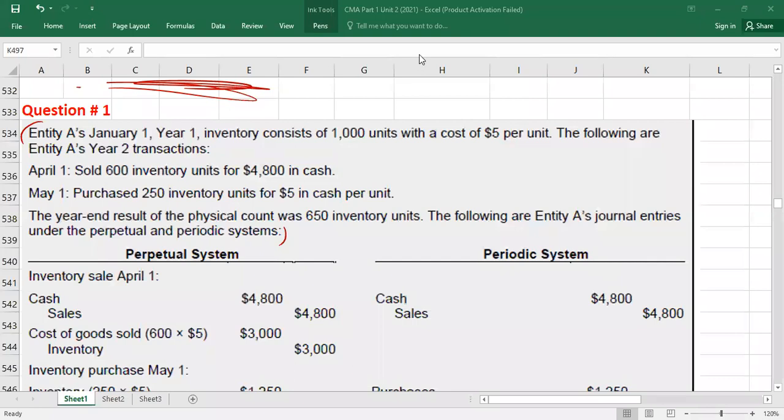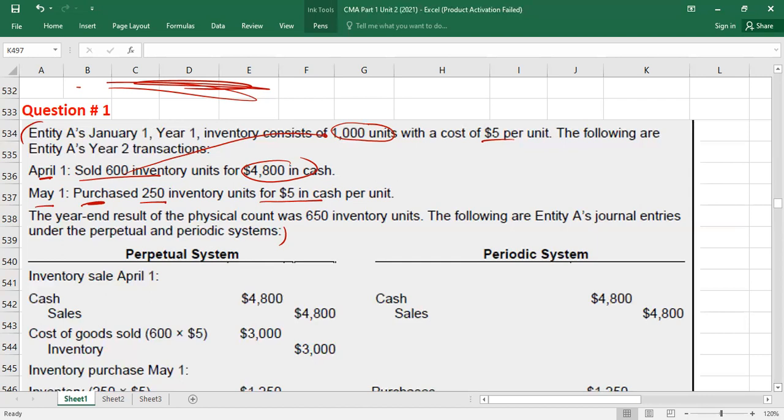Okay, guys. So here we have a small example now. I hope you have gone through. So here we have some data in the beginning inventory. How much? 1,000 units, and these units were purchased at $5 each. Then during the year, you have few transactions. April 1 and May 1. Here we have sold how many units? 600 units with the price of 4,800. Obviously, these units are sold from 1,000 units if you are using first in, first out method. And then you have purchases. You have purchased 250 inventory units for $5 each per unit.